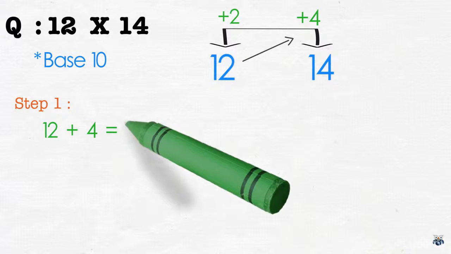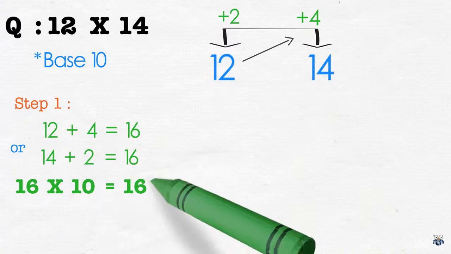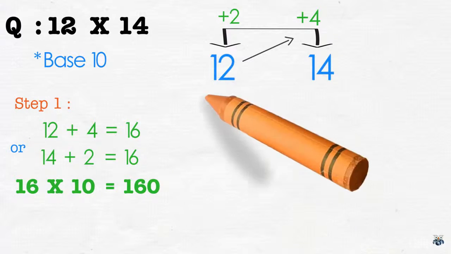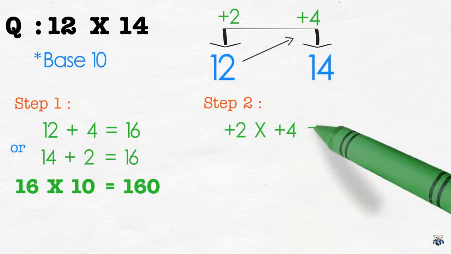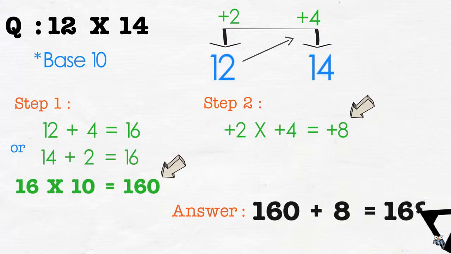12 plus 4 is 16. And since our base is 10, we multiply this result with 10. 16 times 10 is 160. We then multiply the two difference numbers. 2 times 4 is 8. Finally, we add both results to give us our final answer, which is 168.